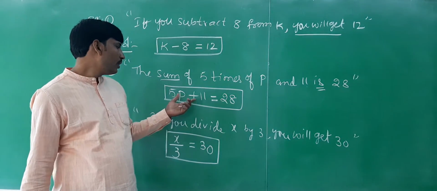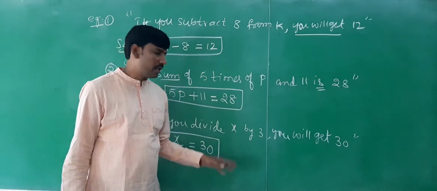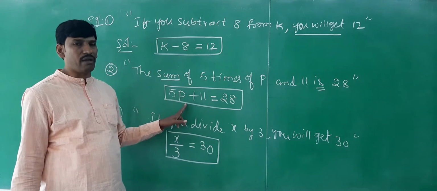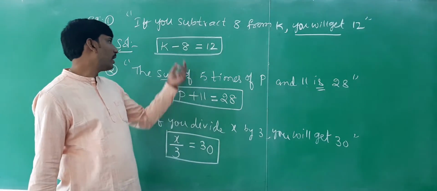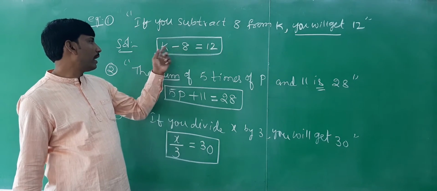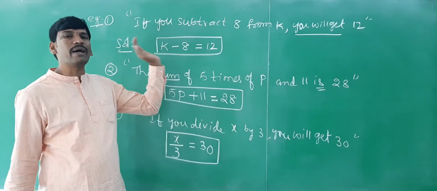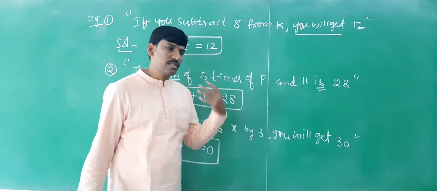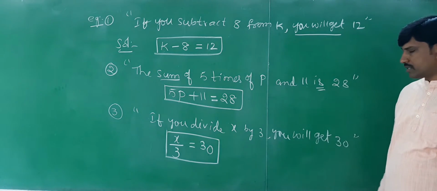So here also, the value of p is something here. 28 minus 11 is nothing but 17. So 5p equal to 17, p equal to 17 by 5. Okay, then this value will become 28. And here k minus 8 is equal to 12. Then k will become 20, because 20 minus 8 is equal to 12. It's a very simple equation, sir. Right, children? You please write down these three examples.